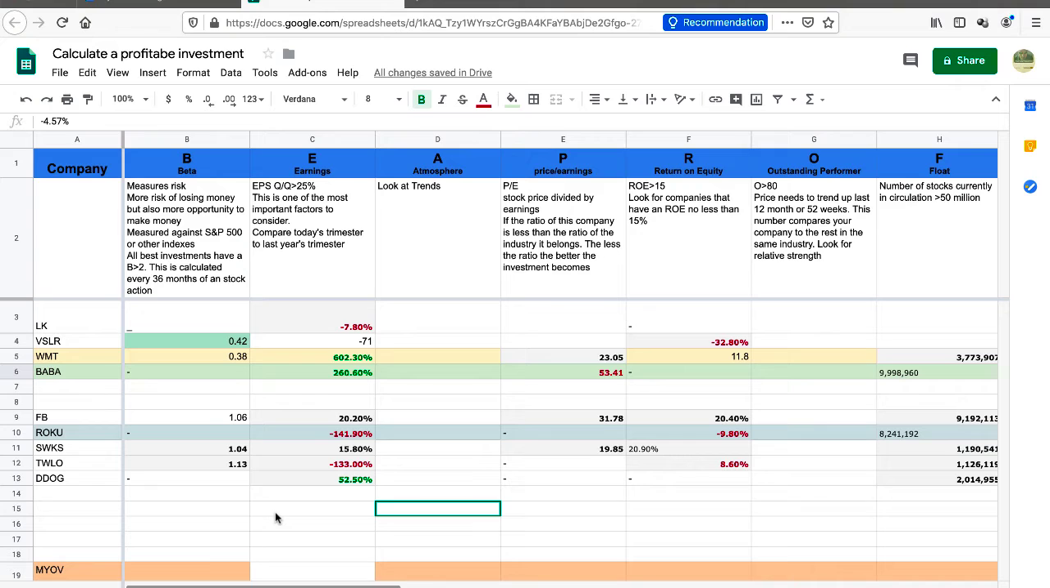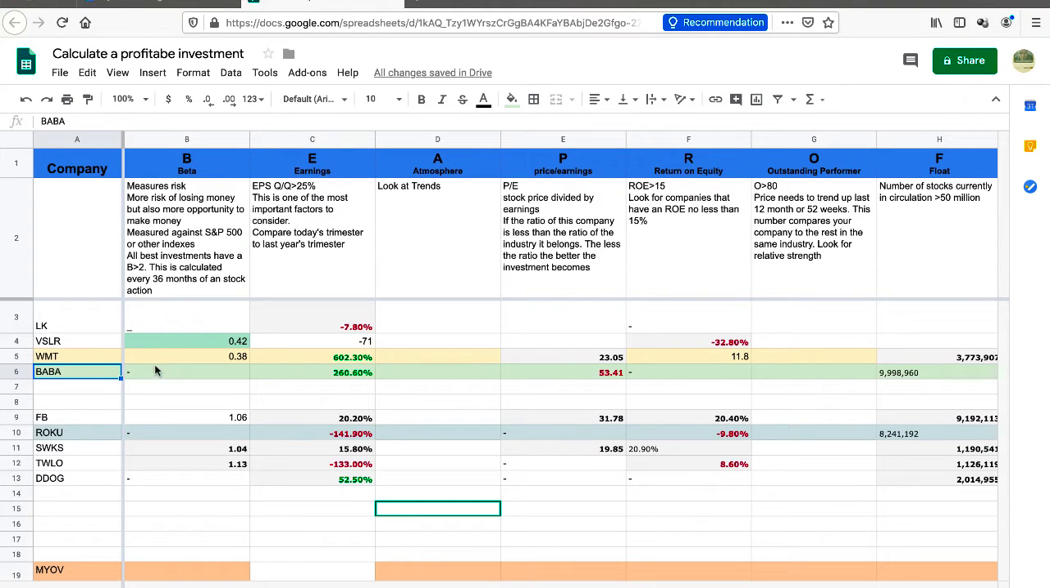So I know that it was kind of fast, but it's actually really simple. So let's take a look at one that I bought this morning. It was Baba, which is Alibaba, and let me tell you why I bought it, even though it did not meet some of the characteristics of a good stock. Just an FYI, sometimes you're gonna be able to fill all these traits, other times you won't.